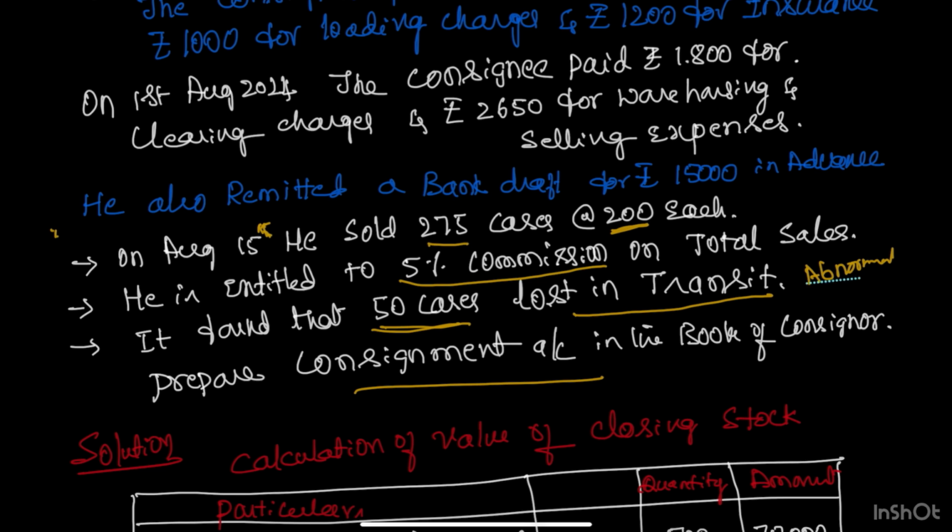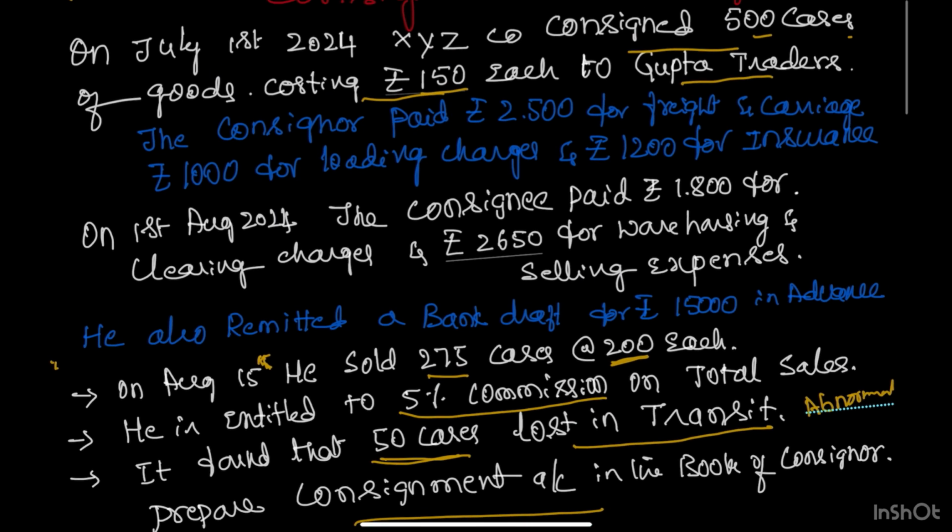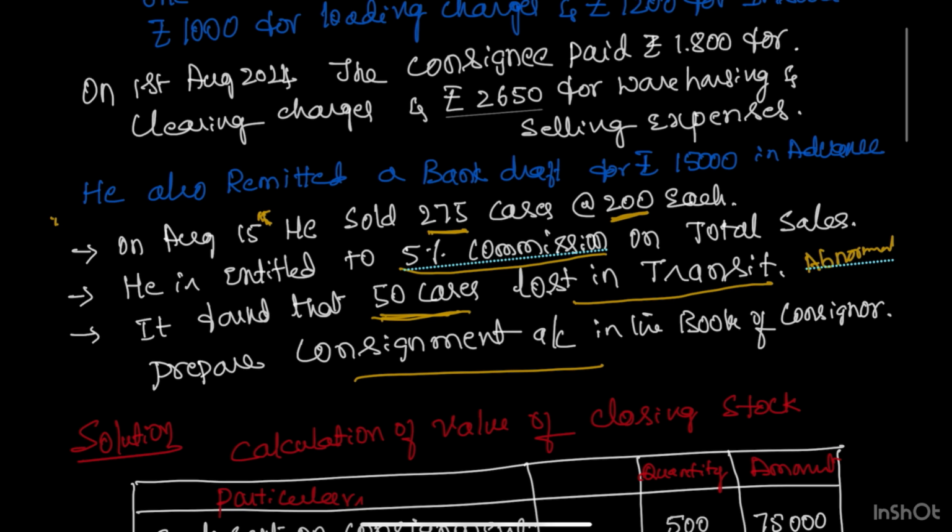We have to prepare the consignment account. Look at the problem here. XYZ company has transferred the goods, 500 cases, but we have sold only 275 and there was a loss in transit also. So that means there will be closing stock. We have to find out the value of the closing stock. The total commission is only 5%, which we can directly calculate on the total sales.